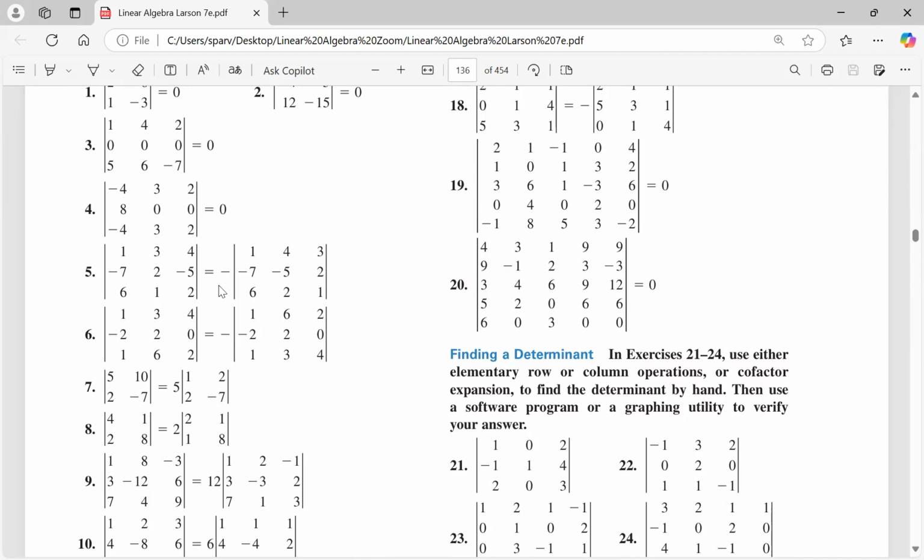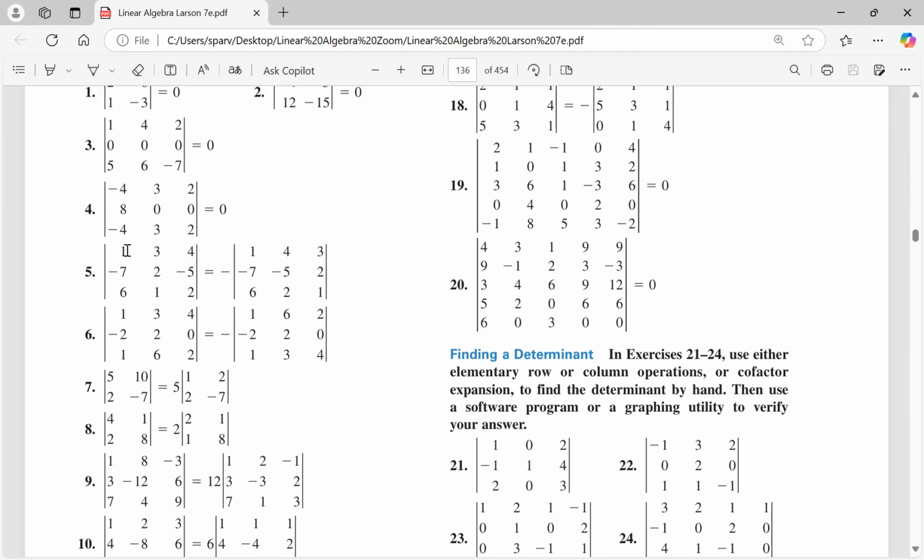Anyone want to take a shot at this one, number 5? What do you think, folks? In number 5, what has he done? Well, let's look at the rows. Clearly, every row has changed, right? So that means he must have done a column operation.